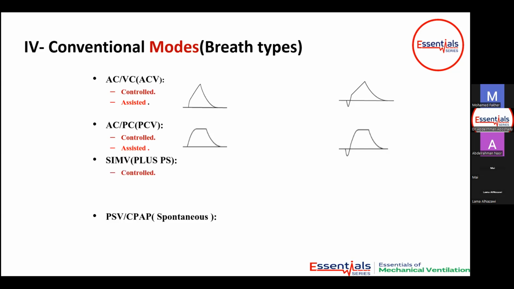What about the SIMV? SIMV mode gives a controlled breath when the patient does not trigger, and gives an assisted breath if the patient triggers in the synchronization period for the controlled breath. And in between, the patient can take either a spontaneous or supported breath. So it gives mandatory and gives spontaneous breath.